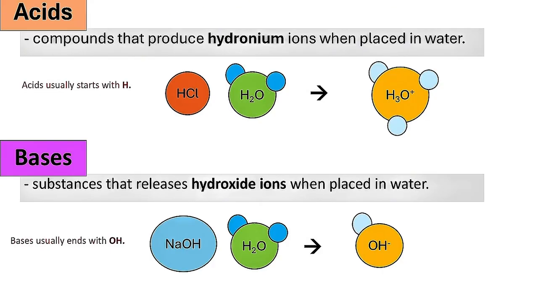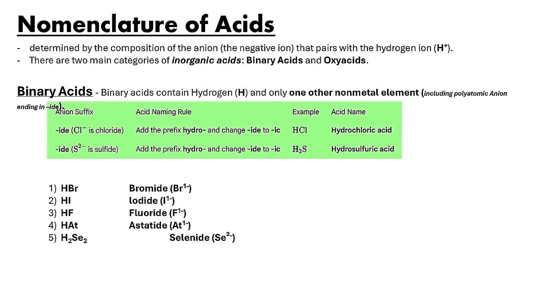Now, we're going to focus on the acids that start with H and the bases that end with OH, and we're going to name them. And how do we name them? First, the nomenclature, or the naming of acids, and the rules that we need to follow. If we focus on the binary acids, it means H paired with nonmetals. So any nonmetal paired to H will be a binary acid.